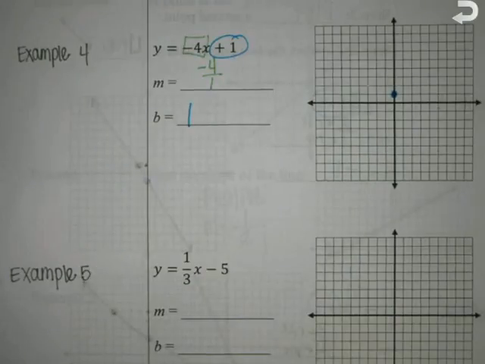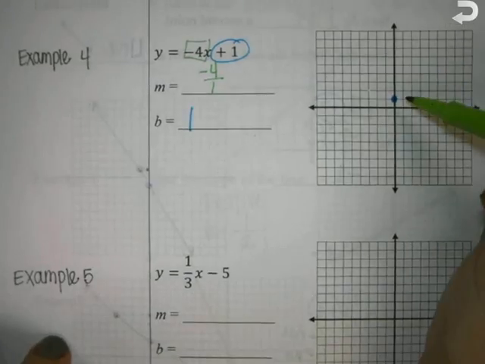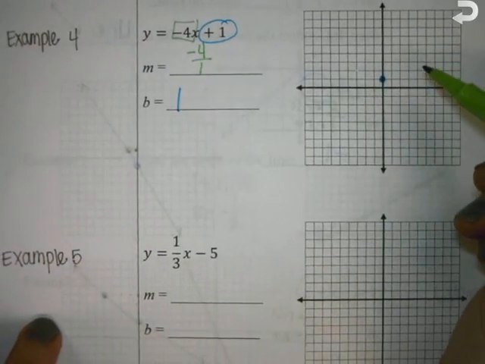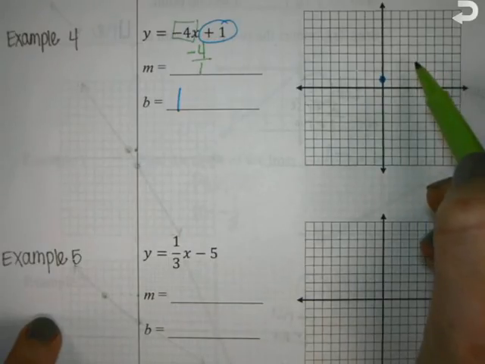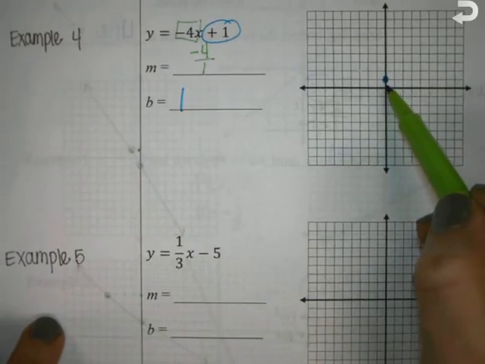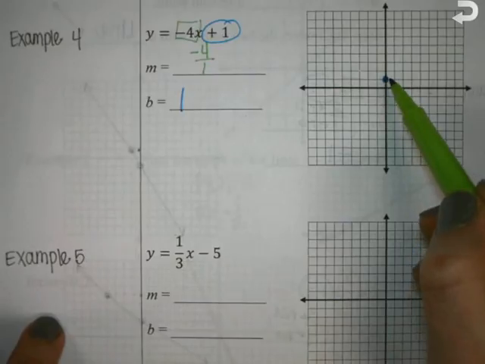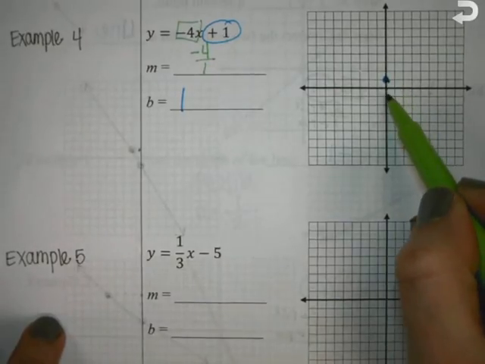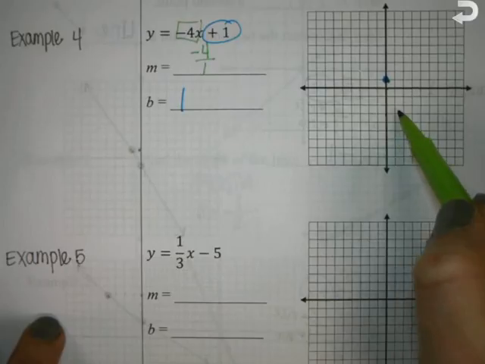Kevin, where do I start after I find the slope? Do I start at 0, 0? Do I start at the point I already made? At the point already made. Okay, and I go where? Very good. I go down 4 and right 1.